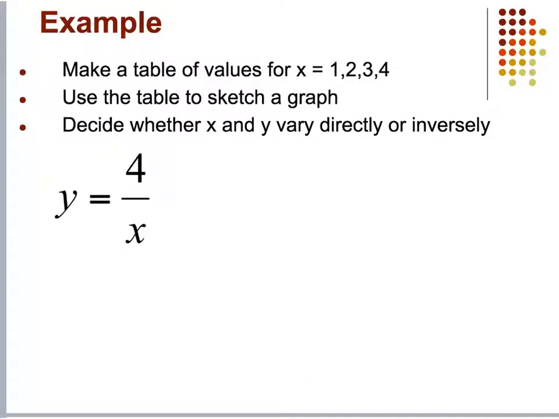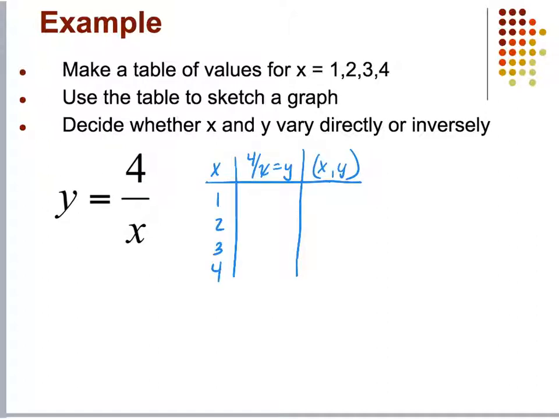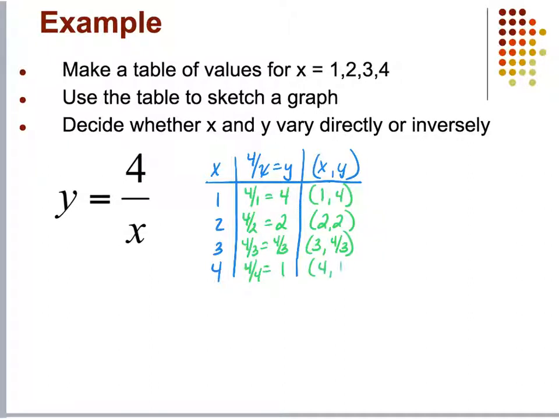To graph either direct or inverse variation, you make a table just like we've done before. Put the values in for x, so 4 over 1 equals 4, so this point is (1, 4). 4 over 2 equals 2, so this point is (2, 2). 4 over 3 equals 4/3. This point is (3, 4/3). 4 over 4 equals 1, so this point is (4, 1).